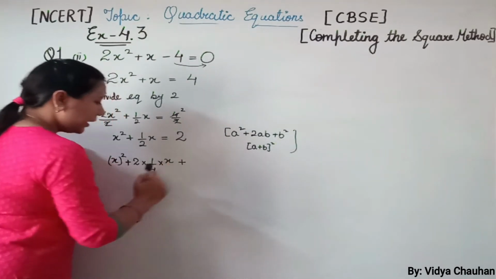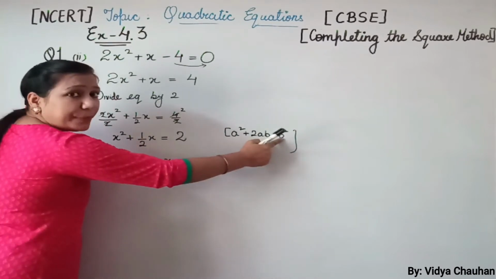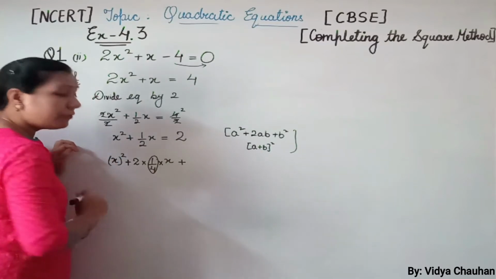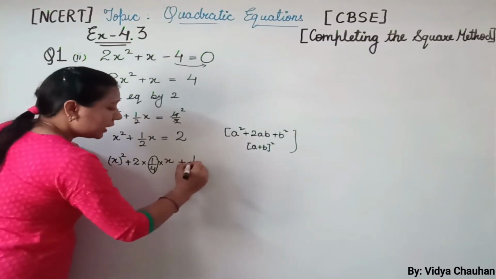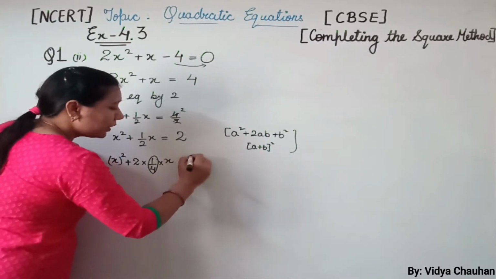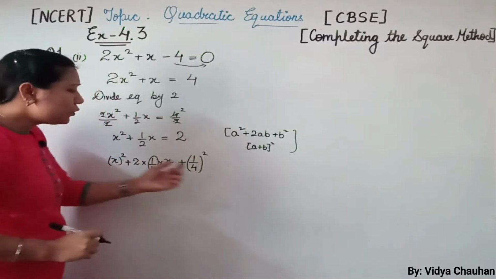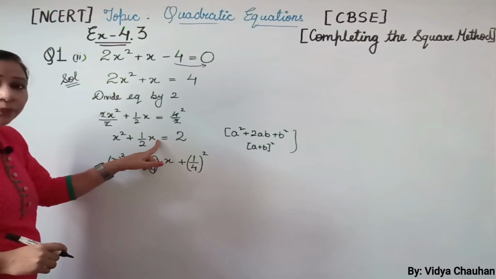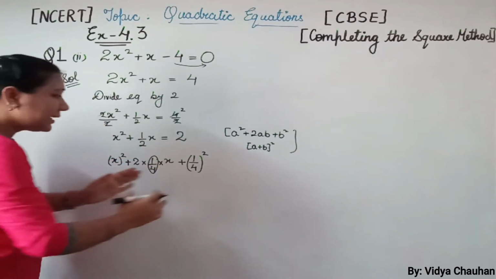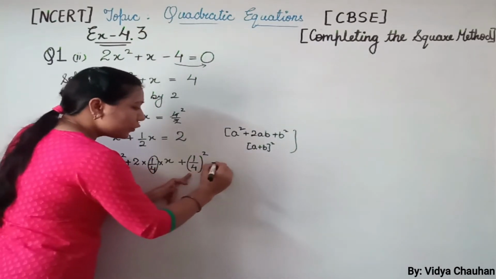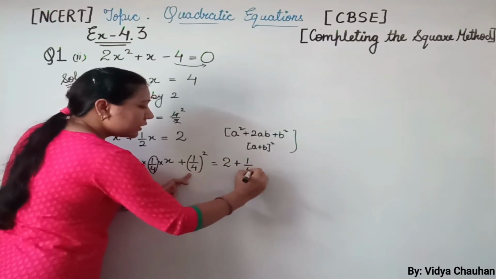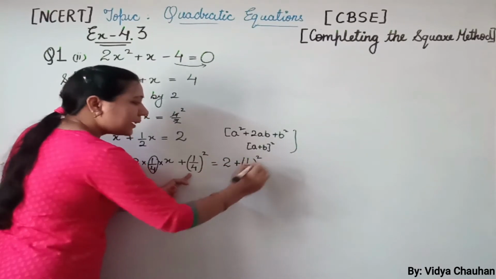Now since the next term should be b square, what is our b? Our b is 1 upon 4. So that will be 1 upon 4 whole square. Now to make this 1 upon 4 square, we do not have any such term here. So what we have done? We have basically added this 1 upon 4 square both on the left side and also on the right hand side.